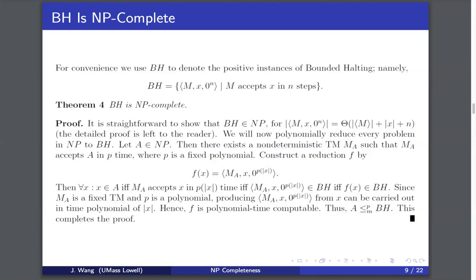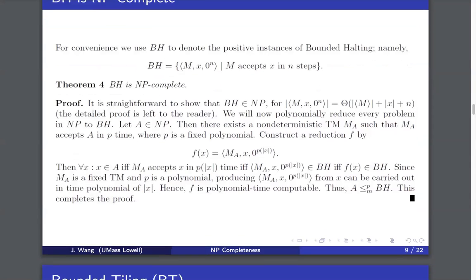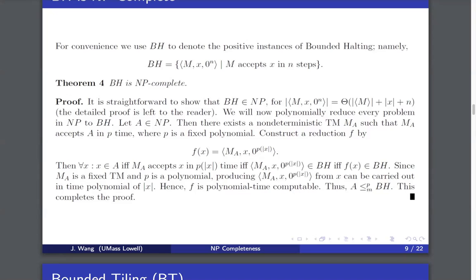So we're going to construct a reduction. For every language A in NP, we're going to reduce A to BH. This is pretty straightforward because A is in NP, which means, by definition, there is a non-deterministic Turing machine MA such that MA accepts A in polynomial time. This is P of n time, a polynomial, where n is the length of the input. Or we can say it is in P of length of x, on any input x.